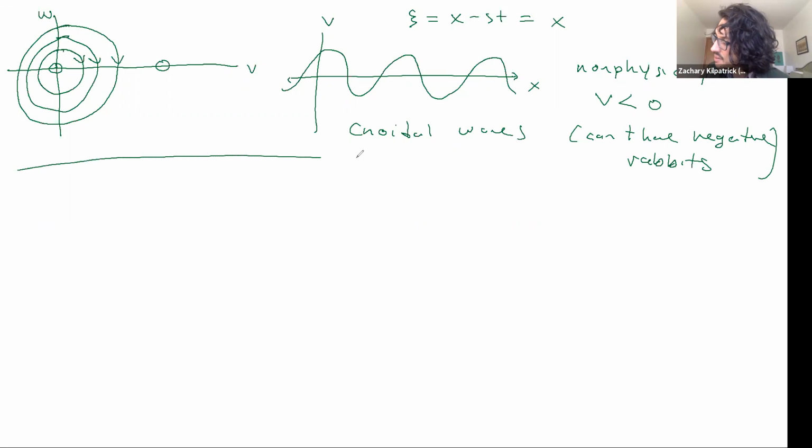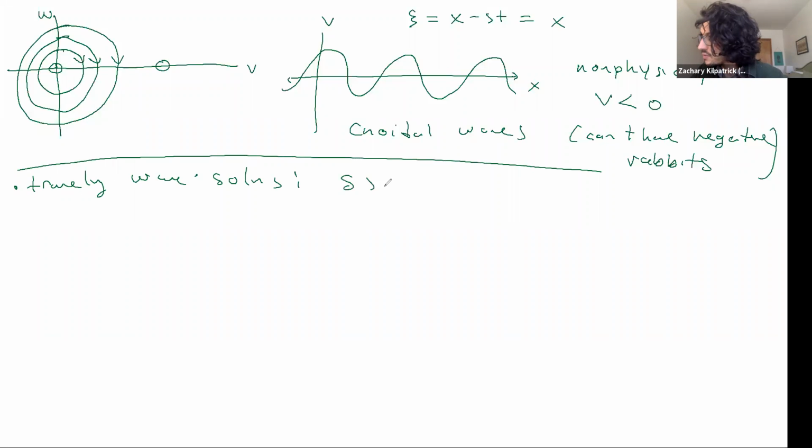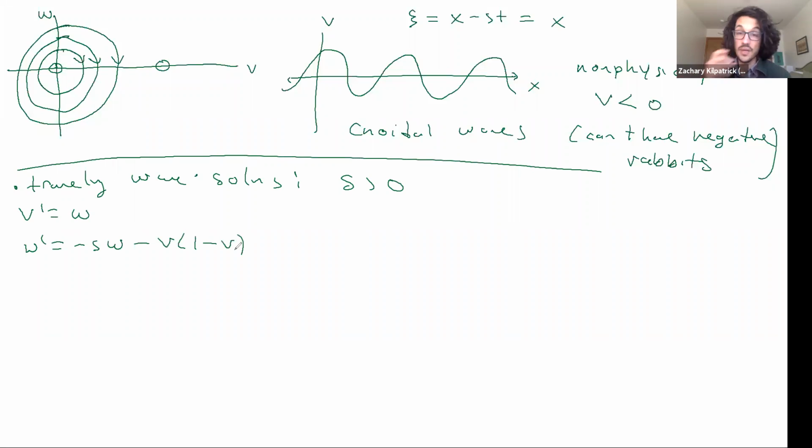So let's move on to maybe the more interesting solutions. Those are the traveling wave solutions, okay? So these are the ones for which, let's say, s is greater than 0. Now what's interesting here, right? Again, we have v prime equals w, w prime equals minus sw minus v(1 minus v).